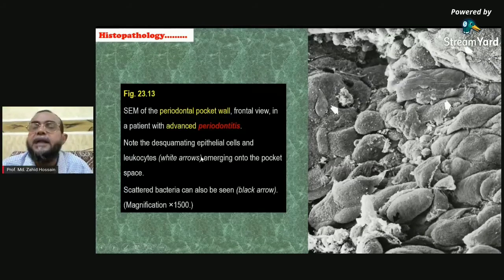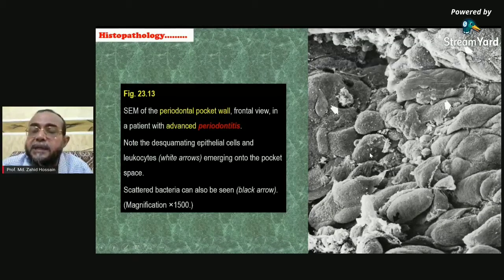You see the desquamated epithelial cells, and bacteria are also there. The black bacteria are scattered. So still this is the condition of that. Some places healed up, some places are bad, some places static. So this condition occurred in the pocket.